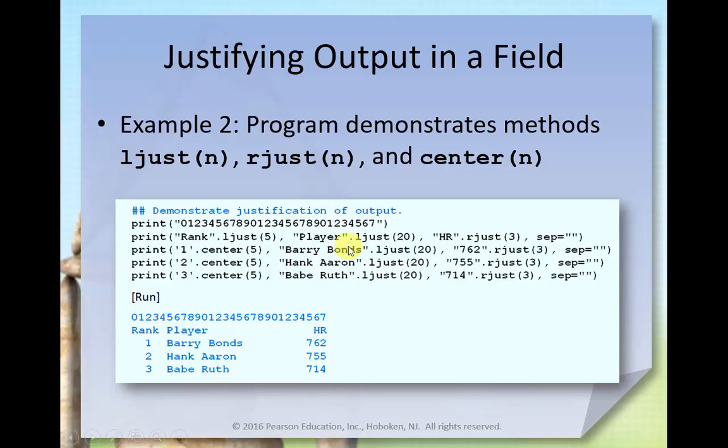Then the text of the baseball players left justified within the 20-character field. And finally, the number of home runs right justified, again, 3 characters. So I think you can see how that works easily enough.